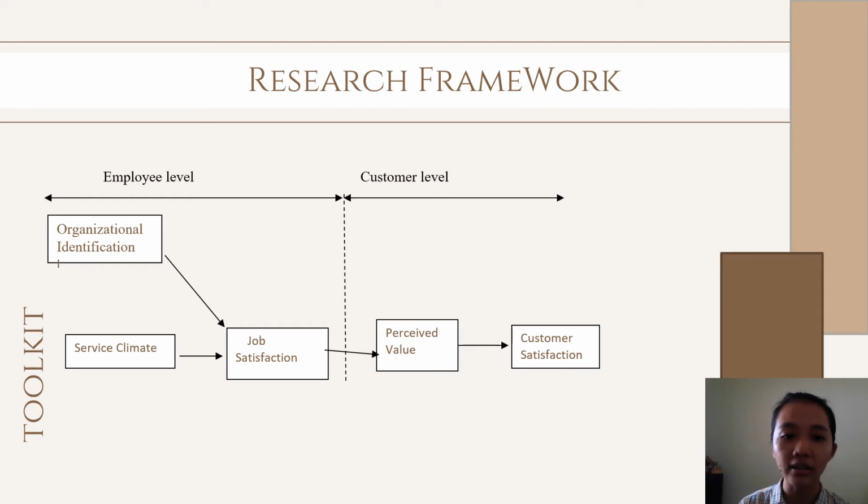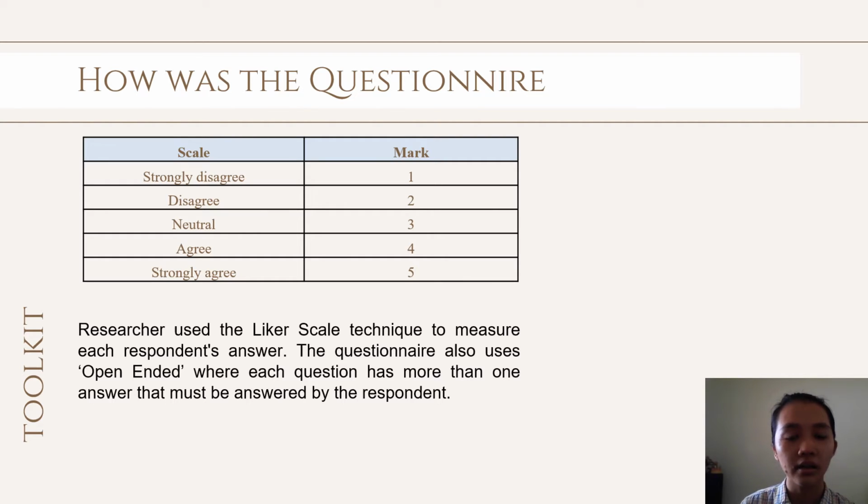For the customer level, the IV will be perceived value and the DV will be customer satisfaction. Perceived value refers to whether the customer feels the time and the money they spend on the services is worth it. In this research, I will use closed-ended questions, which means there is more than one option for the respondent to choose from in the questionnaire.